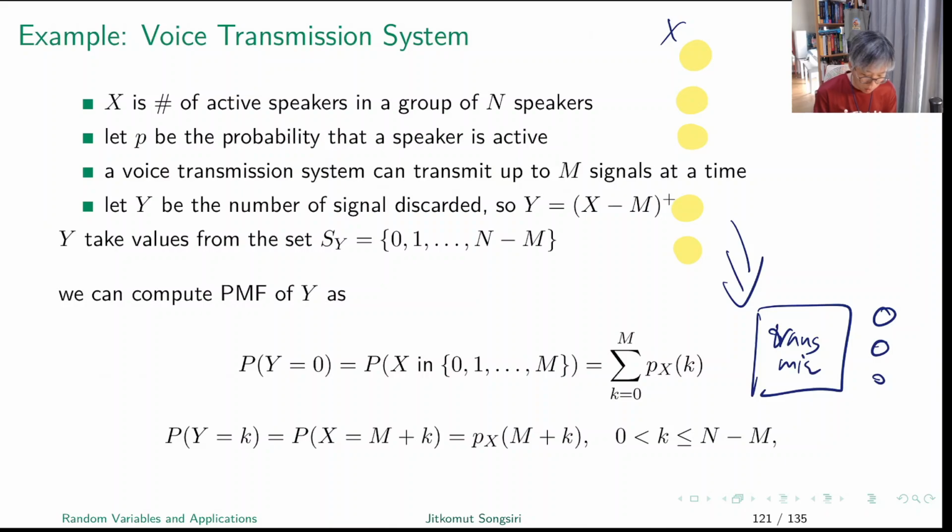So when the number of active speakers exceeds m, the output y can only send m speakers. This is the output y. So we can write this relationship as follows: y is going to be the number of signals discarded. So y is going to be x minus m with the thresholding, the positive part of x minus m.